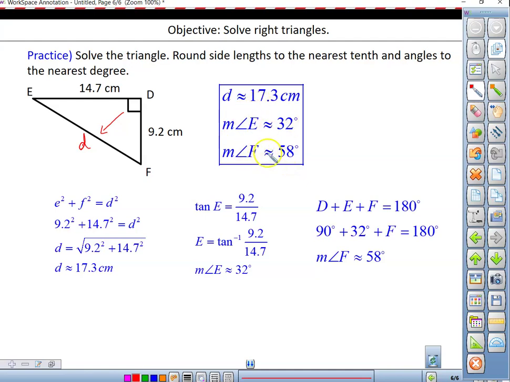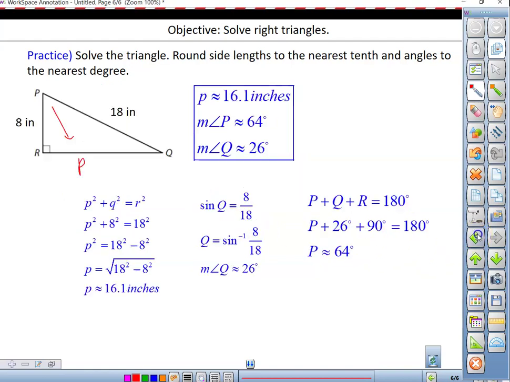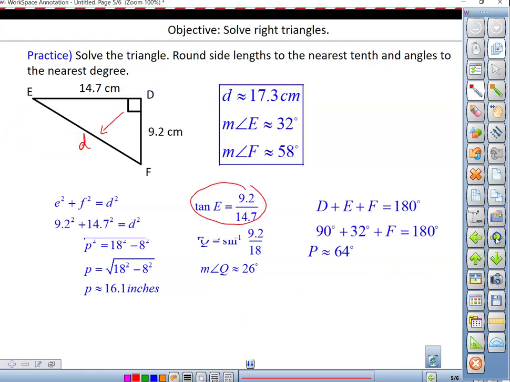One of the things I did want to mention, so if you found angle E first, you would have used a tangent ratio of 9.2 over 14.7. If you found angle F first, you still would have used a tangent ratio, but it would have been 14.7 over 9.2. In the previous practice problem, if you found angle Q first, you're using a sine ratio because 8 is opposite angle Q and 18 is your hypotenuse. However, if you found angle P first, you would have used a cosine ratio because 8 would have been the adjacent side to angle P, and you would have had adjacent over hypotenuse. All right.